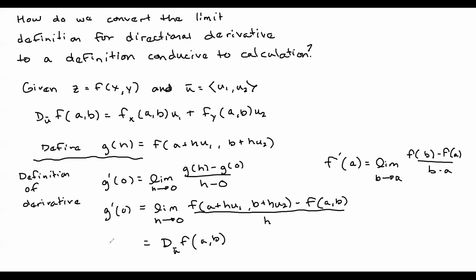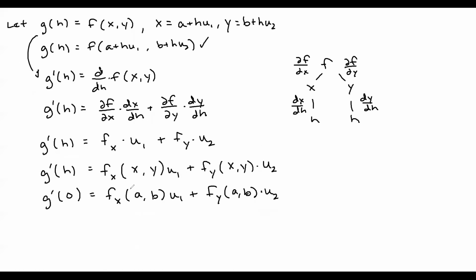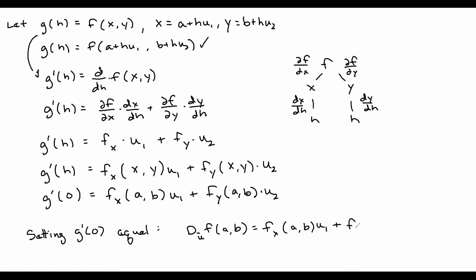So if you have g prime of 0 equals the derivative in the u direction of f of a b, and g prime of 0 equals the partial with respect to x at a b u1 plus partial with respect to y at a b u2, then that means you could set those two equal. And by setting g prime of 0 equal, we get that the derivative in the u direction of f of a b equals the partial with respect to x at a b u1 plus the partial with respect to y at a b u2.